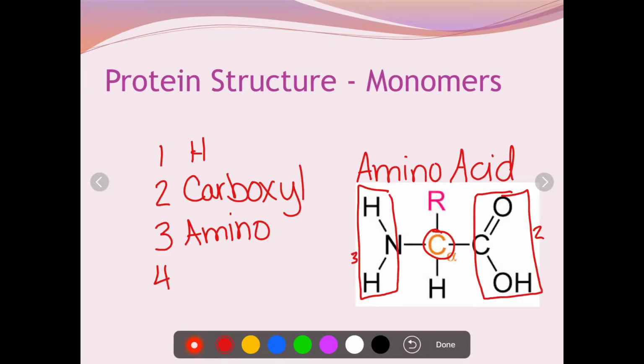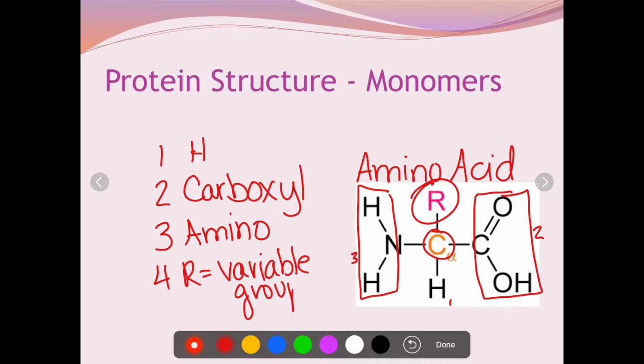Okay, so we've got the carboxyl group or the carboxylic acid group on the right. You'll kind of see those words interchangeably. On the left here is the amino group. The hydrogen is obviously the first thing I mentioned. And then there's this R. And R is just a variable group.